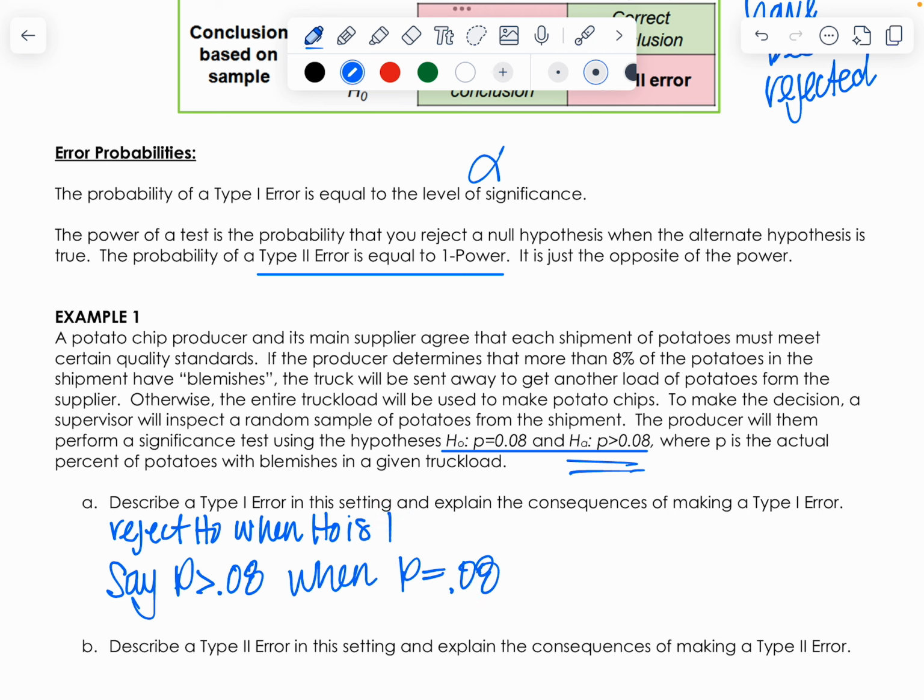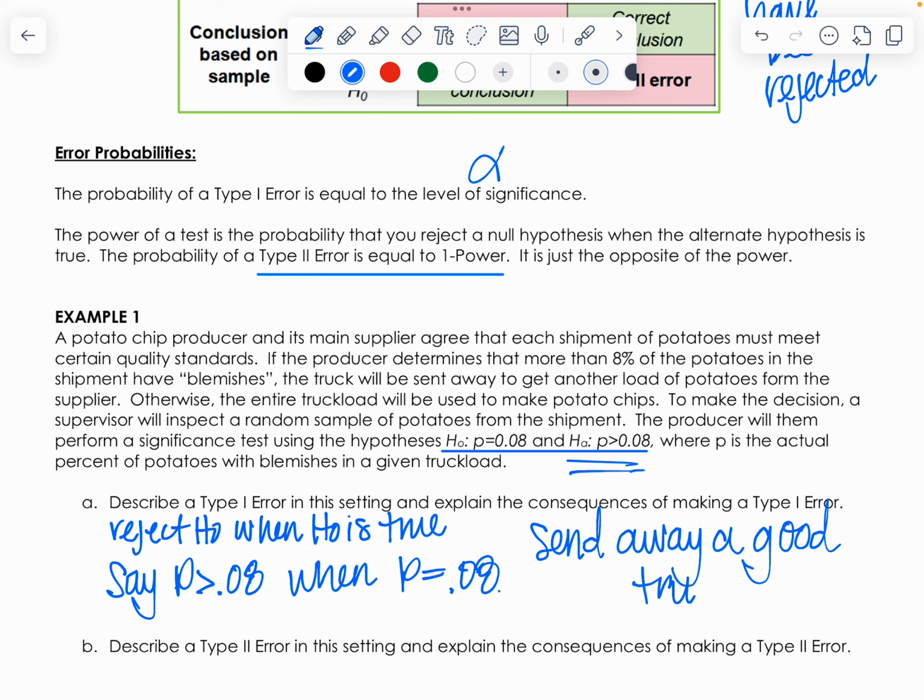Okay, and so let's think of the ramification of this. What does this mean? Well, if we claim that the percent is greater than 0.08, when really that percent is equal to 0.08, we would send away a good truck.